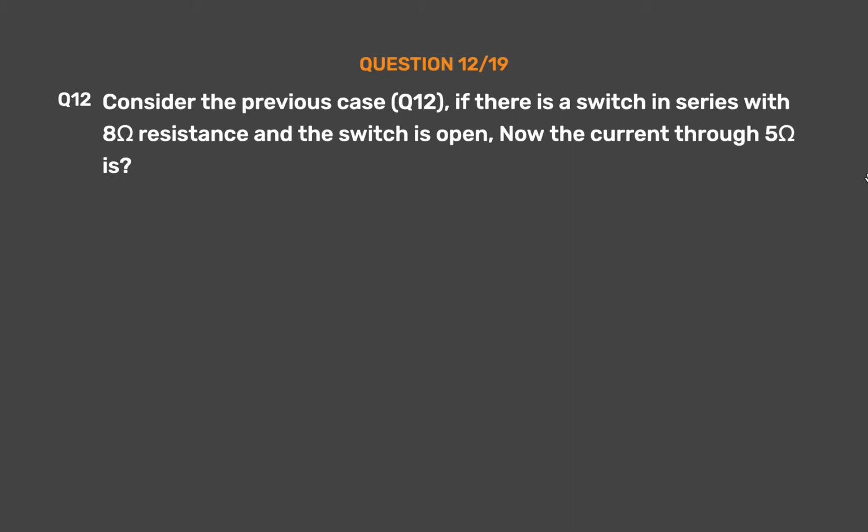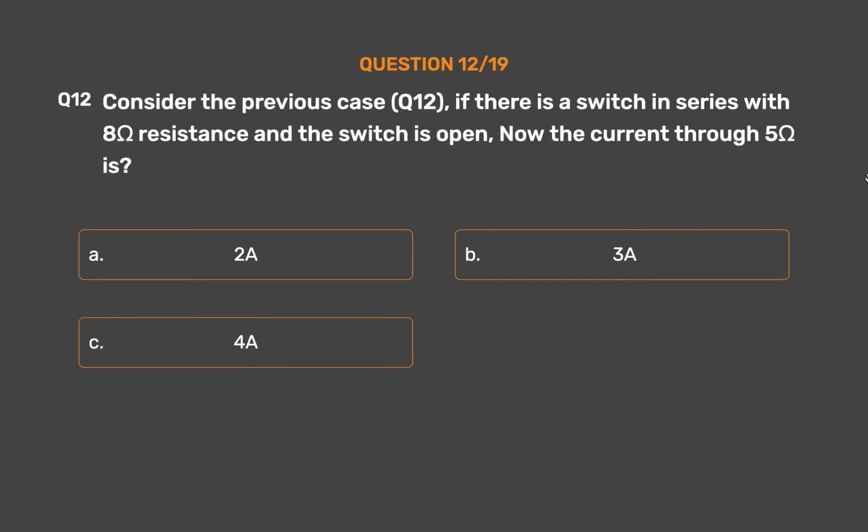Question number 12. Consider the previous case. If there is a switch in series with the 8 ohms resistance and the switch is open, now the current through the 5 ohms is: option A, 2A; option B, 3A; option C, 4A; option D, 2.5A.